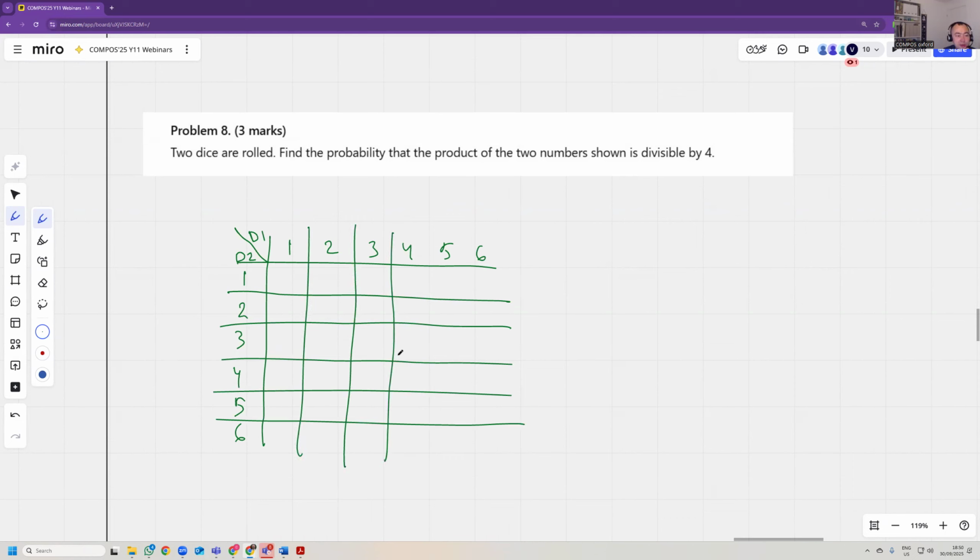And we just need to tick those where the product is divisible by 4. So 1 times 1 is 1, so no. 1 times 2, no. 1 times 3, no, 1 times 4, yes. 1 times 5, no. 1 times 6, no. So 2, no, no. Oh, yes, sorry. 4, yes, no, yes. So, okay. These are all divisible by 4. These are all divisible by 4.